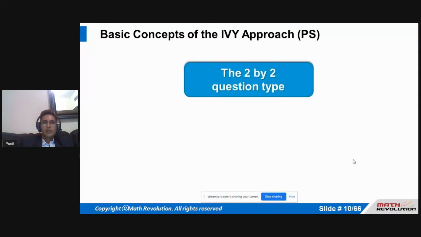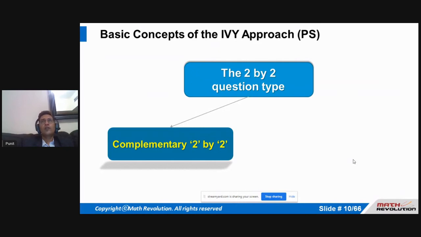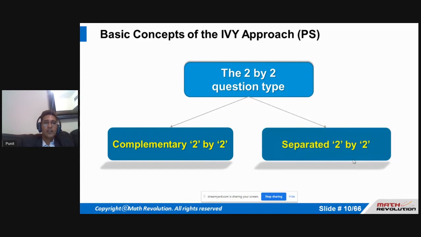Let's talk about the 2 by 2 question type. So there would be a dealing between the variables. Suppose I went to buy apples and oranges. Now, apples and oranges are entities. So I would have the unit price for them and I will buy them in terms of quantity. So now apples and oranges are the separated 2 by 2. They're not the complementary 2 by 2.